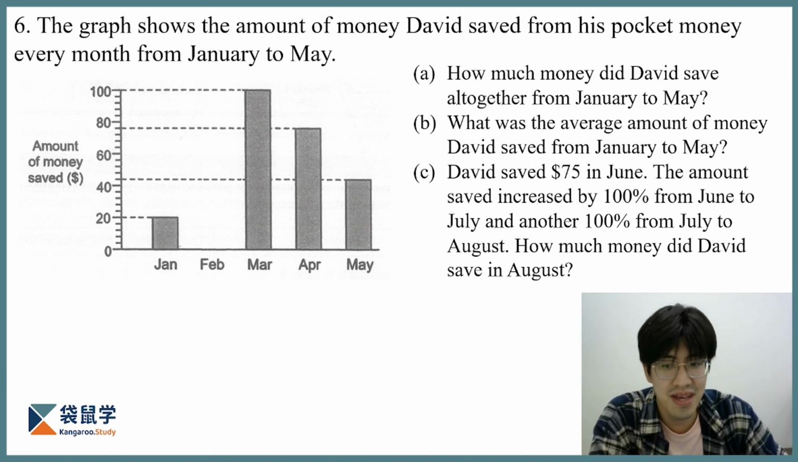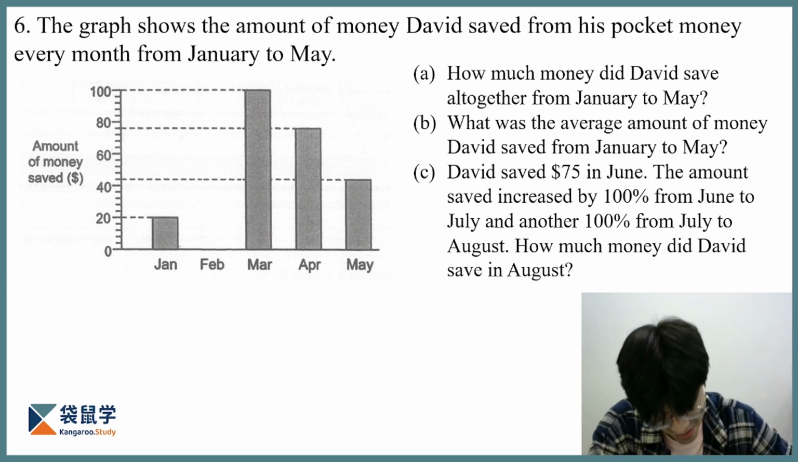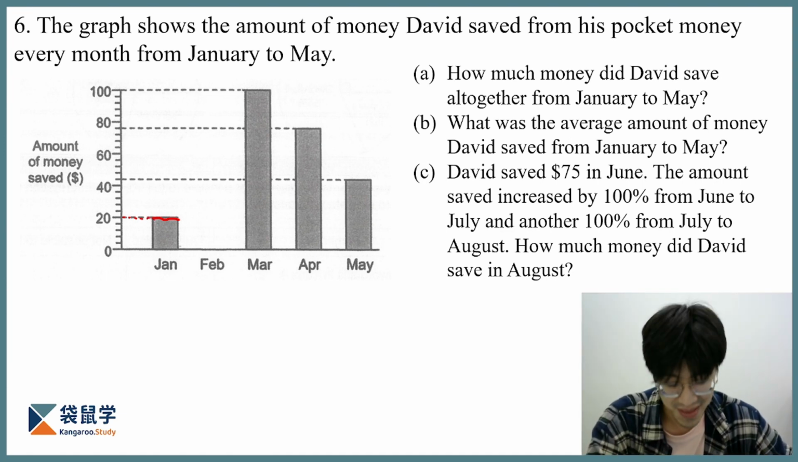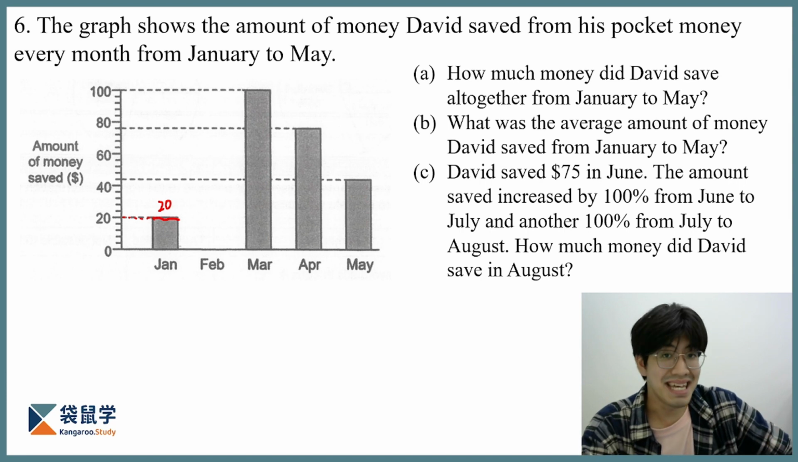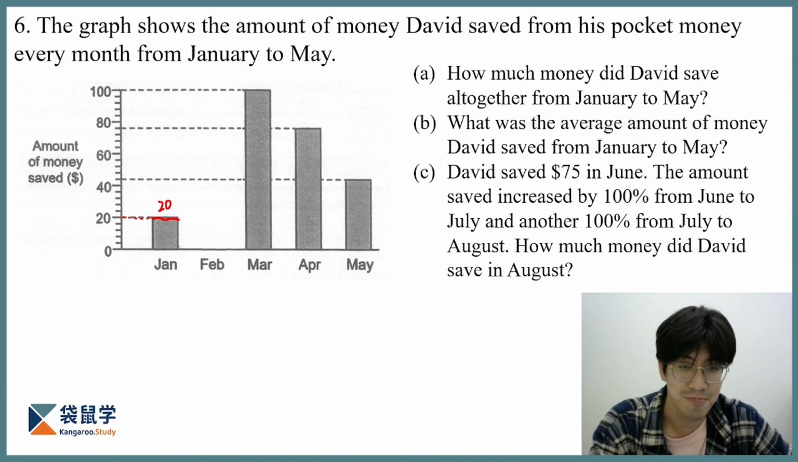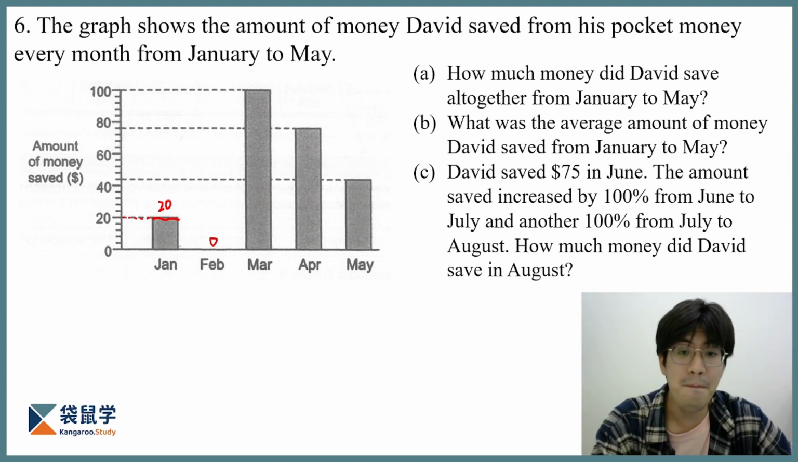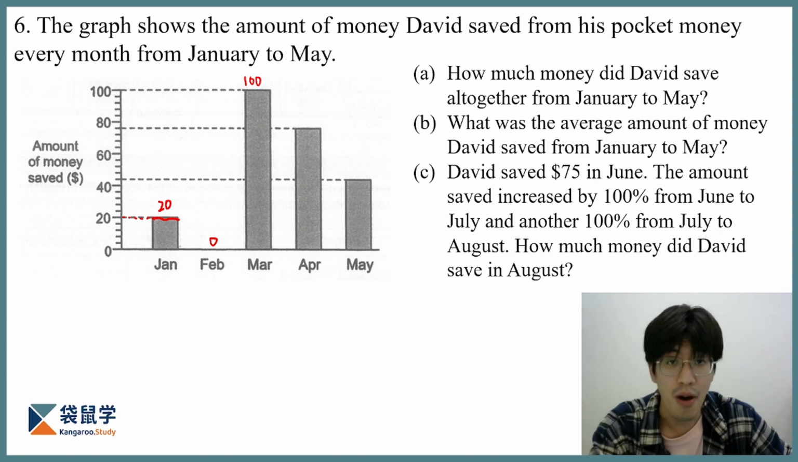So let's see. Starting with January, what is the money saved? Well, we can look at the height of the bar. So over here, we can see that if I correspond this to the vertical axis, then there will be 20. Meaning that in January, David saved $20. And in February, zero. What about March? 100. Very good, 100.